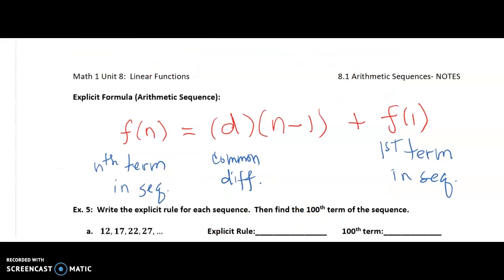So here's a formula we can use to find the arithmetic sequence. f of n equals d times (n minus 1) plus f of 1. Therefore, we're going to find the nth term in the sequence by taking the common difference, multiplying it by n minus 1, and we're going to add that first term in the sequence. So let's try this out with a couple examples below.